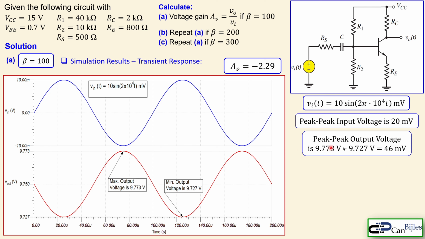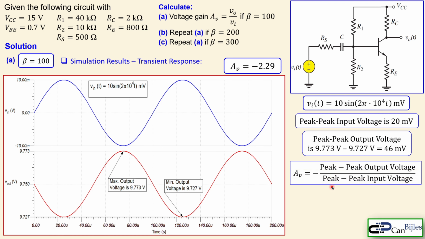And you can see also the peak-to-peak output voltage is calculated using just the maximum minus the minimum. That is 46 millivolts. Now if you do the simple mathematical operation, you see the minus the peak output divided by the peak input, you will get minus 2.3. Now from the calculations we had minus 2.29, and from the simulator you get this. So you see that this is a very nice result and it verifies our calculations nicely.